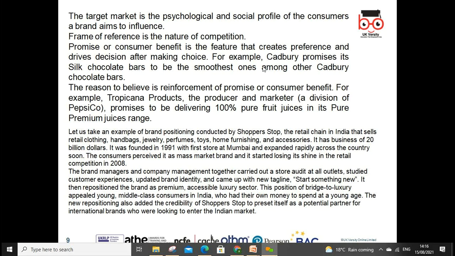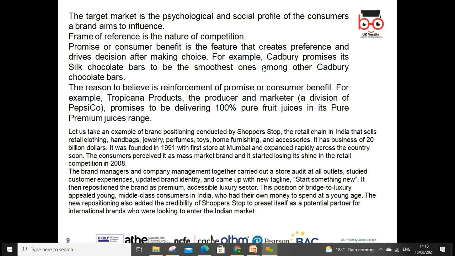An example is the Cadbury promise: Silk chocolate bar is to be the smoothest one among Cadbury chocolates. The reason or belief reinforces the promise of the consumer benefit. For example, the Tropicana product is produced and marketed by PepsiCo and promises to deliver 100% pure juice. It is a pure premium juice range.